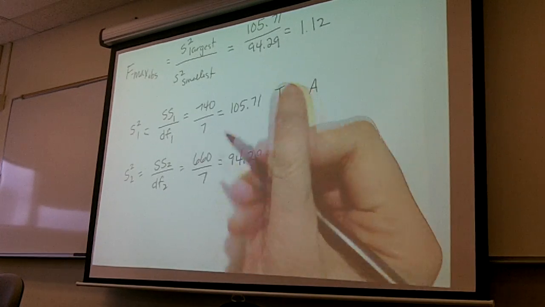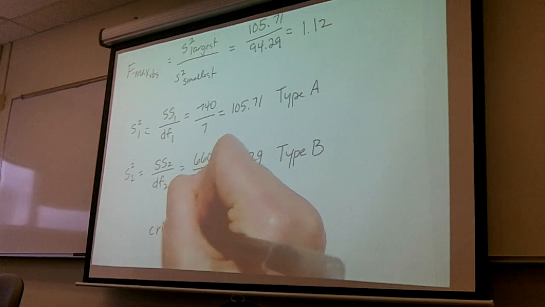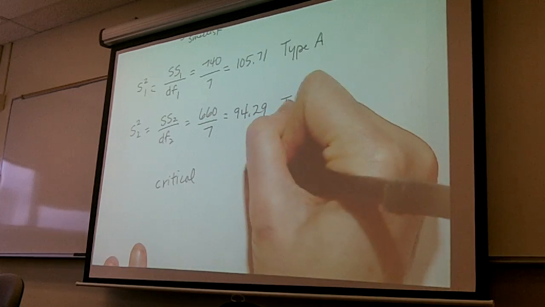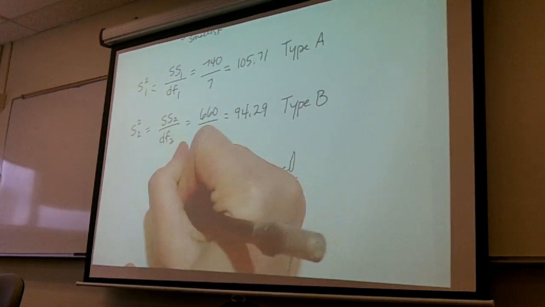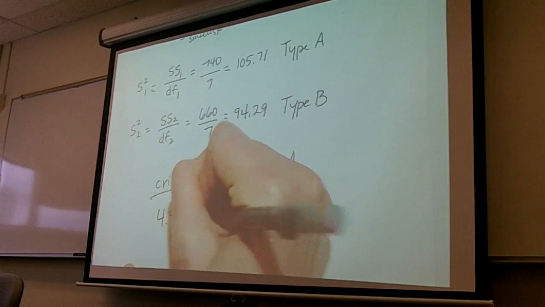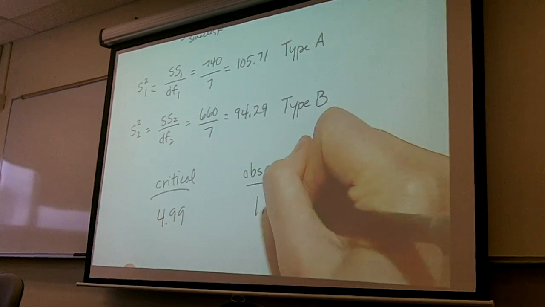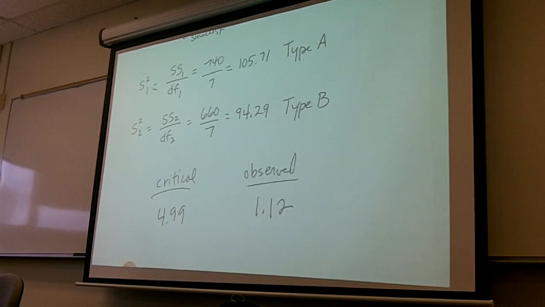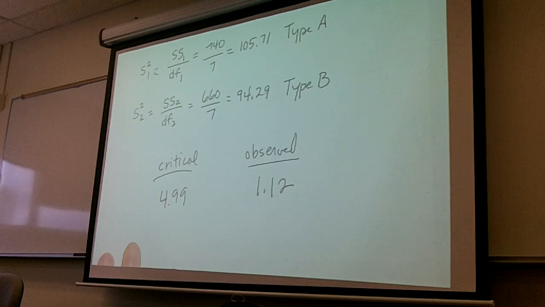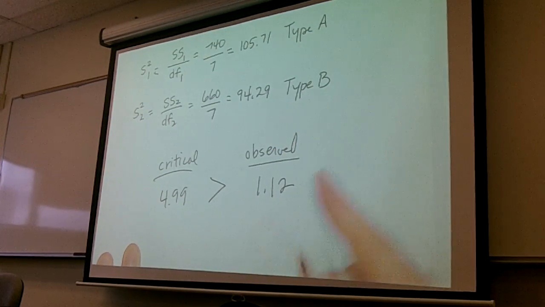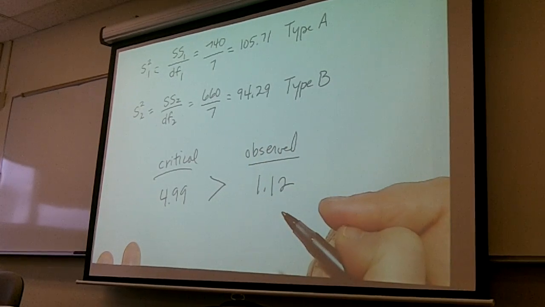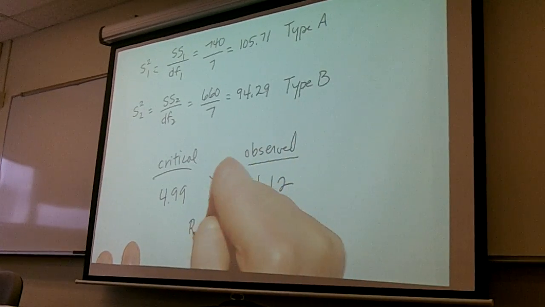So now we come down here, put the critical value here, observed value here. Critical value is 4.99, observed value is 1.12. So what's the relationship between these 2 things? Okay. So do I retain or reject the null hypothesis? Retain.